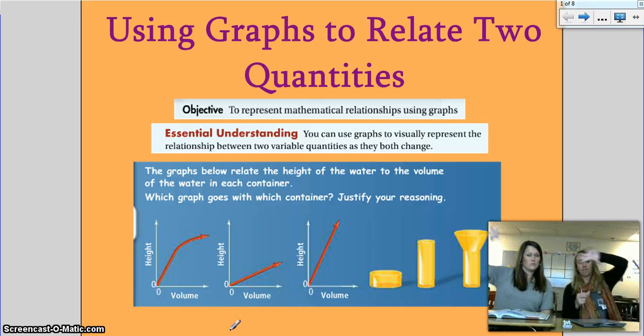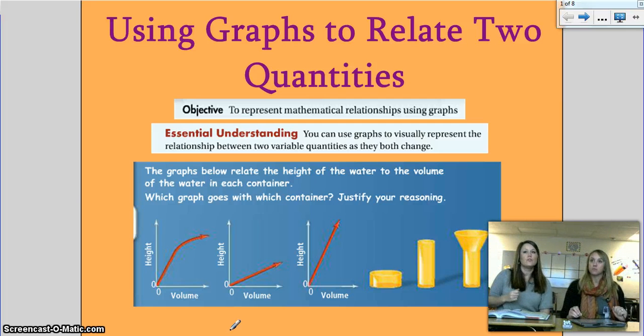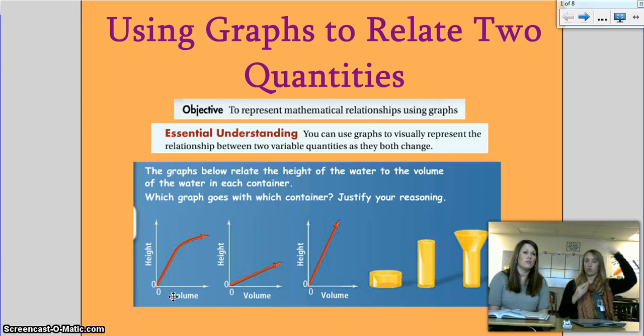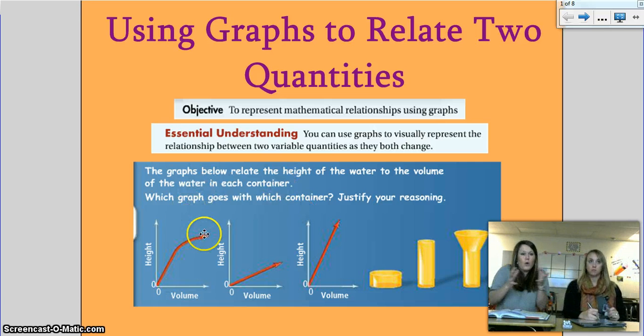So if I have a glass of water and I'm filling it up, which graph relates to me filling that up? Okay, let's look at the first one. I can see that in the very first graph, the height is increasing steadily. The volume is increasing steadily, but then it tapers off a little bit. It's almost like it got bigger, so it had to fill up. The height didn't grow, but the volume grew. So there was more water in there.